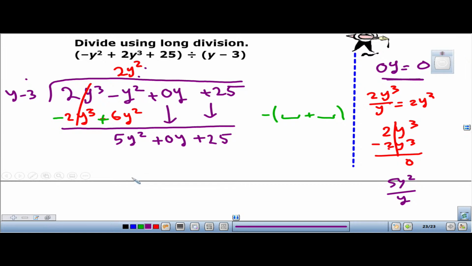How much would we get here? 5y squared divided by y will give you 5y. So right on top of the y's, I'm going to put 5y's. Same procedure. I'm going to take the 5y's and multiply it with my divisor. And that's going to be 5y squared minus 15y's.